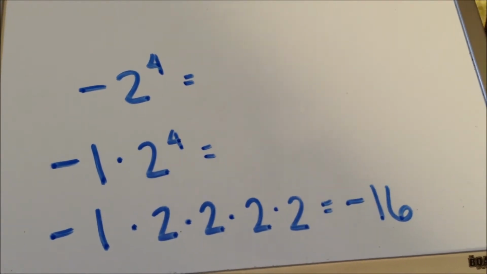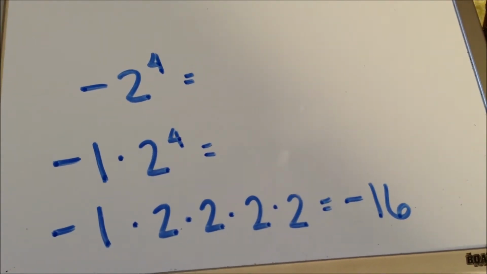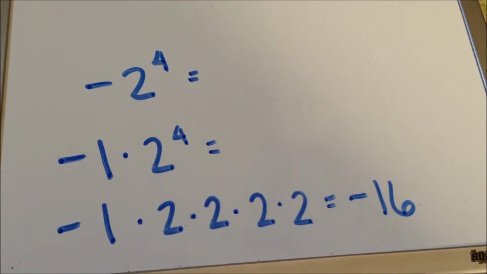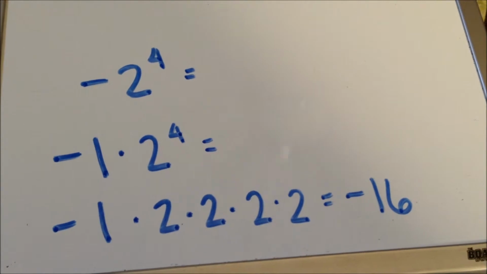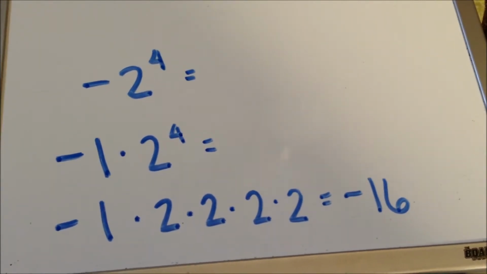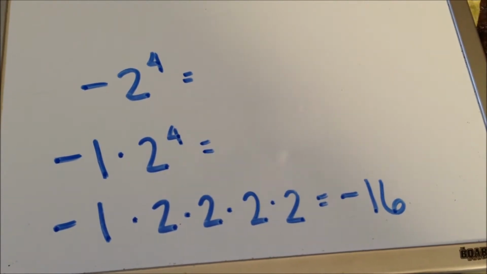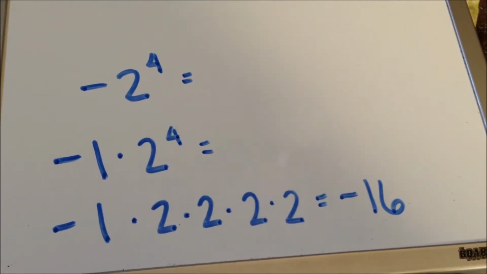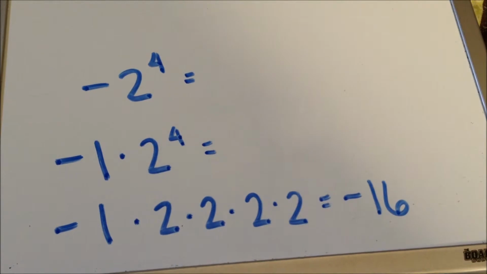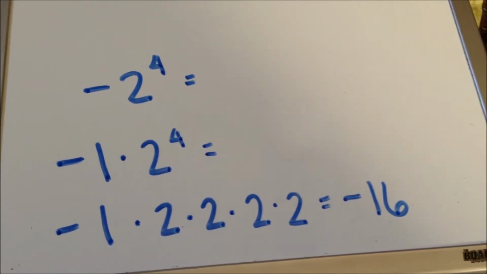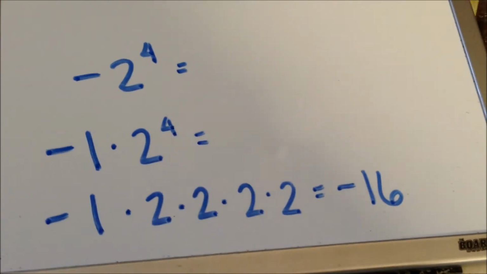So again, that negative is not part of the exponent. So you literally write it as negative 1 times 2 times 2 times 2 times 2. Only the 2 is being raised to the fourth power. The negative has nothing to do with that exponent. So we have negative 1 times 2 times 2 times 2 times 2, which is 16. So our answer is negative 16.